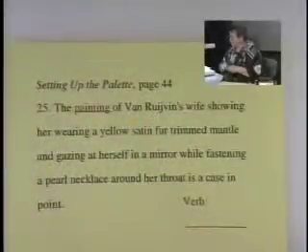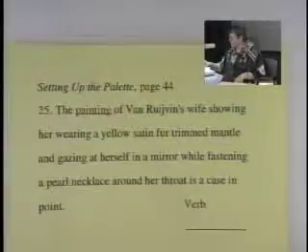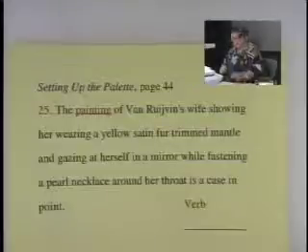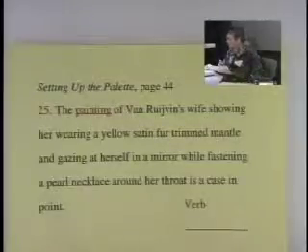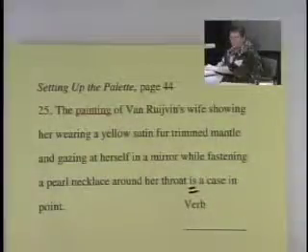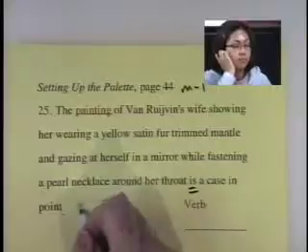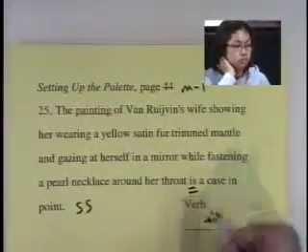The painting of Van Ruijven's wife, showing her wearing a yellow satin fur-trimmed mantle and gazing at herself in a mirror while fastening a pearl necklace around her throat, is a case in point. Elbelin, if painting is the subject, where's the verb? Is. Way down here. What kind of a clause is that? Main. And what kind of a sentence is it? Simple. And the verb is simply is.